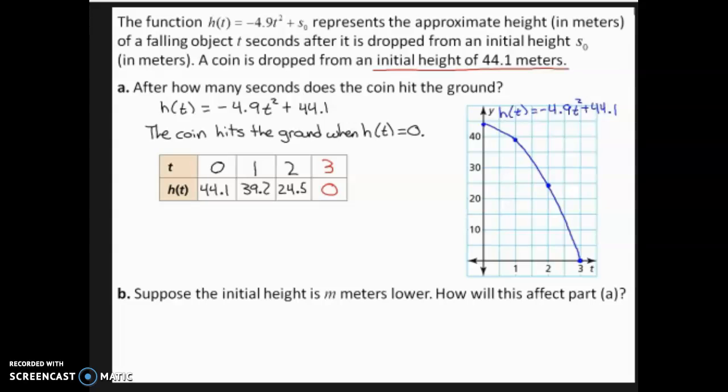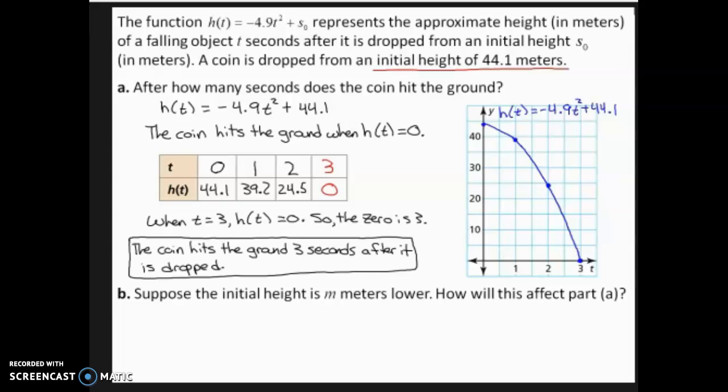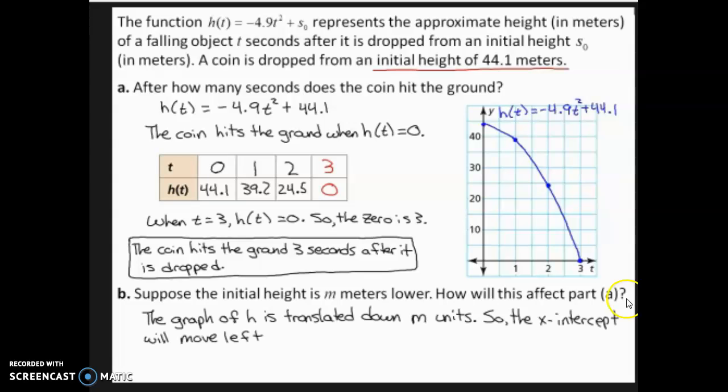Next find the positive 0 of the function. When t equals 3, h of t equals 0, so the 0 is 3. So the coin hits the ground 3 seconds after it is dropped. Part B. Suppose the initial height is m meters lower. How will this affect Part A? When the initial height is lowered by m meters, the graph of h is translated down m units, so the x-intercept will move left. So the coin will take less than 3 seconds to hit the ground.